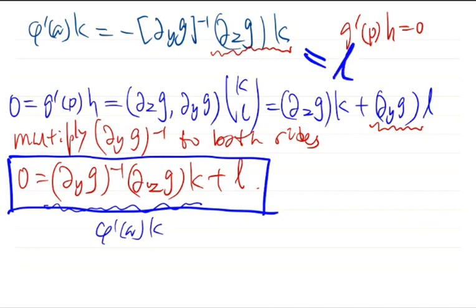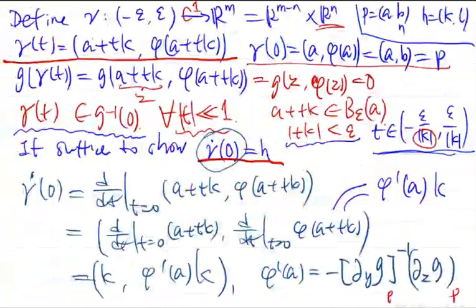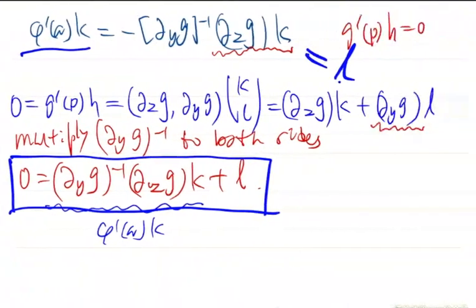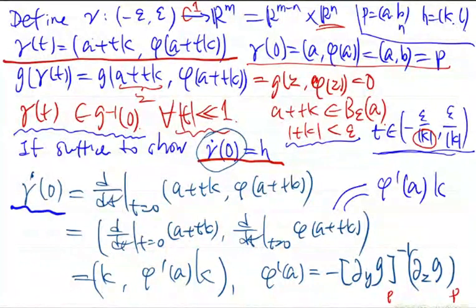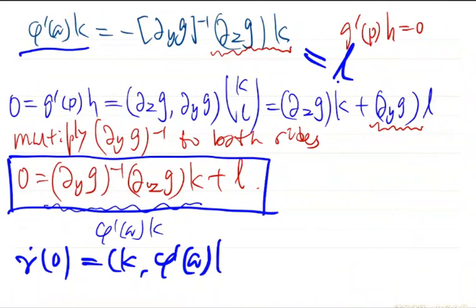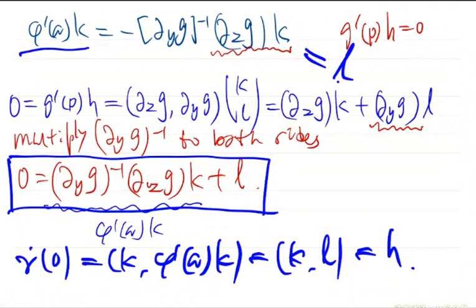Okay, now let's go back to our previous computation. Here, phi prime a k is precisely l. Our computation shows that phi prime a k is precisely l. Therefore, our previous computation of gamma prime at zero now is (k, phi prime a k), that is (k, l). (k, l) is our h. So this proves that the tangent of our gamma at the point p is h, okay? So this completes the proof of our important proposition.